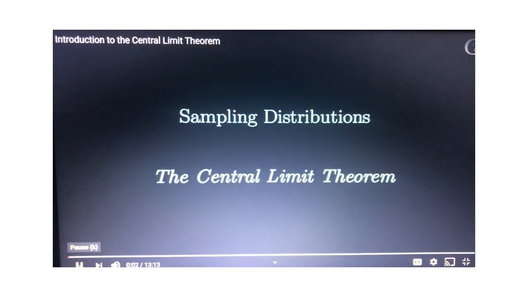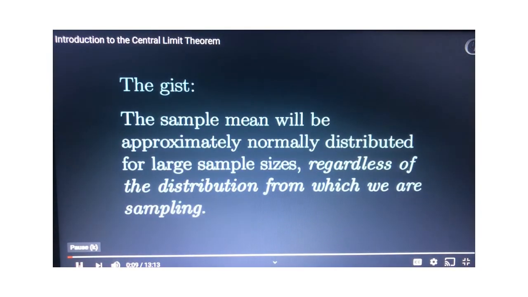Let's talk about the Central Limit Theorem, an extremely important concept in statistics. The gist of the Central Limit Theorem is that the sample mean will be approximately normally distributed for large sample sizes regardless of the distribution from which we are sampling. And I'm going to illustrate this using simulation in a little bit.